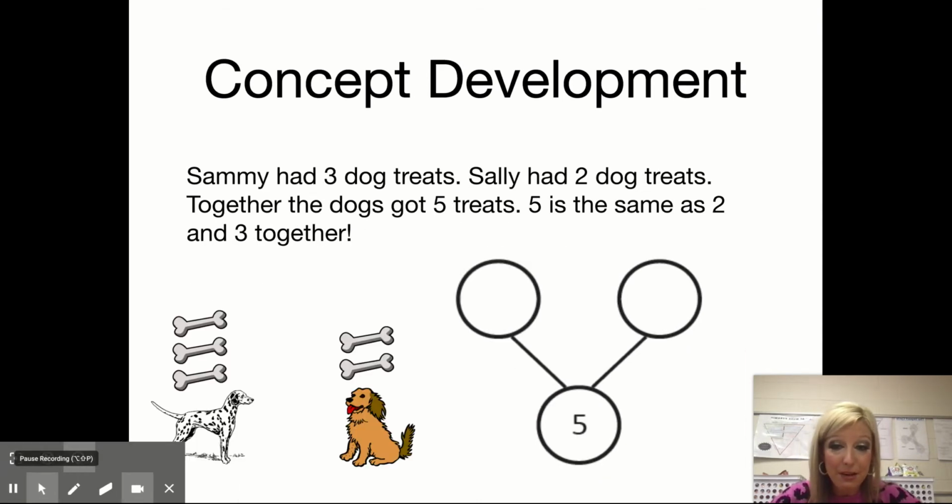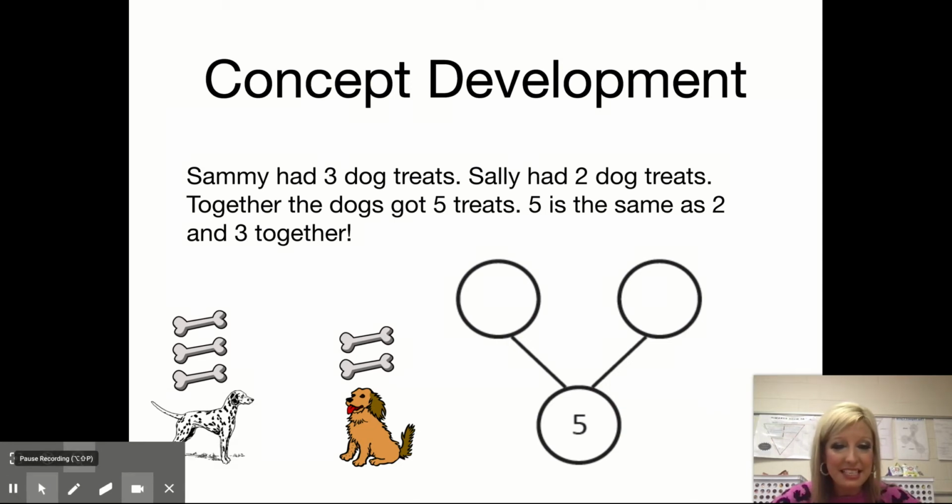I love puppy dogs, so this is the story I came up with. Sammy had 3 dog treats. Sally had 2 dog treats. Together, the dogs got 5 treats. 5 is the same as 2 and 3. If you have a piece of paper handy at your house, go ahead and draw this number bond with me. You can pause the video to get your number bond drawn.